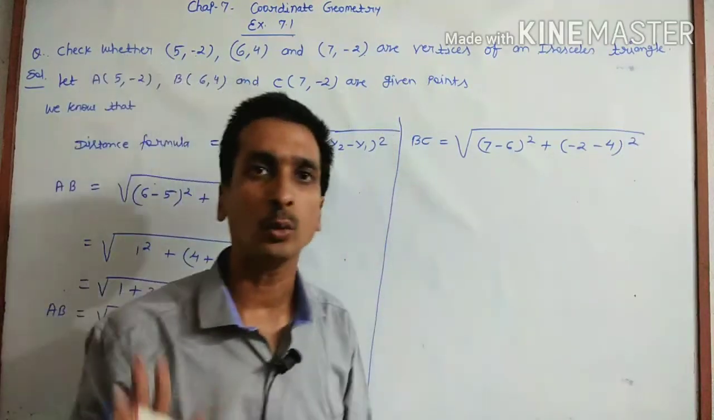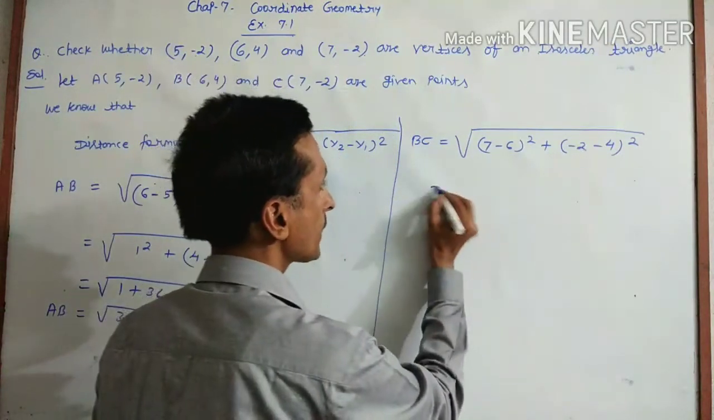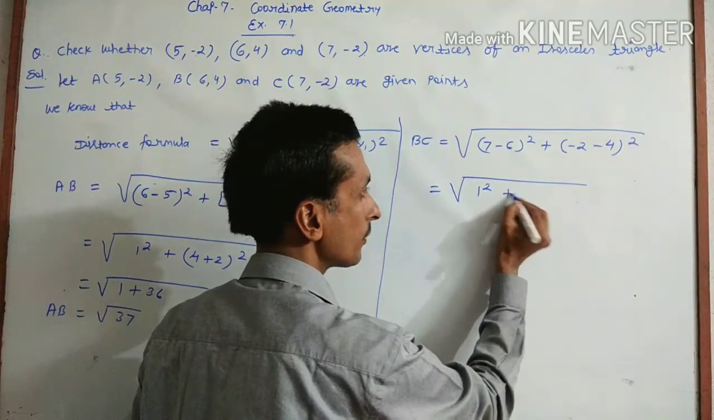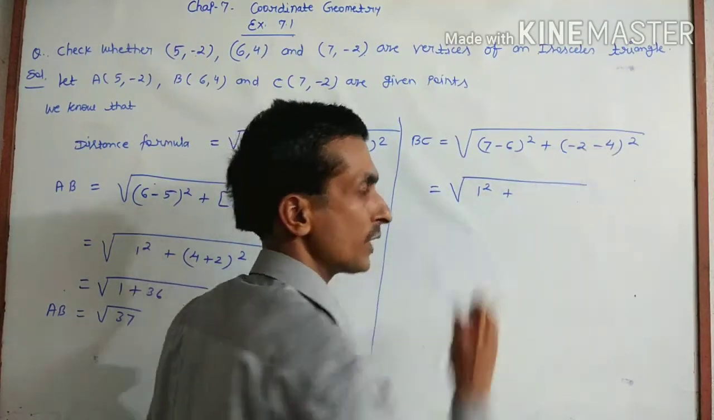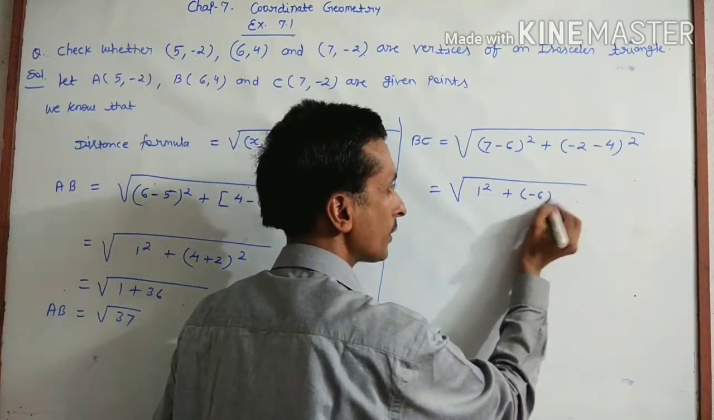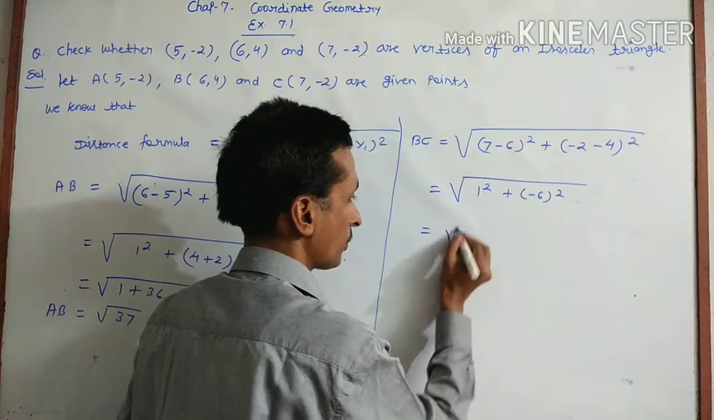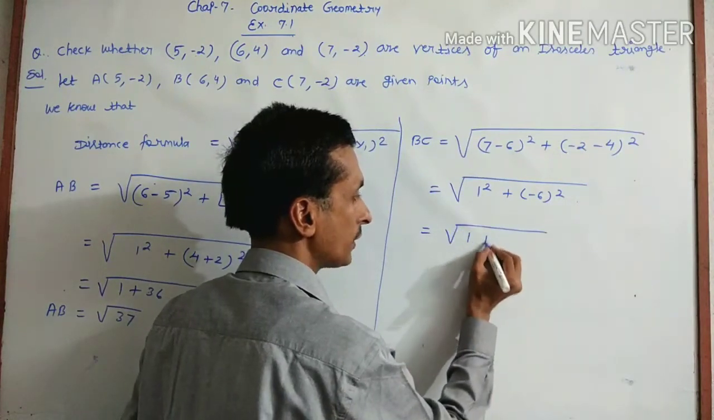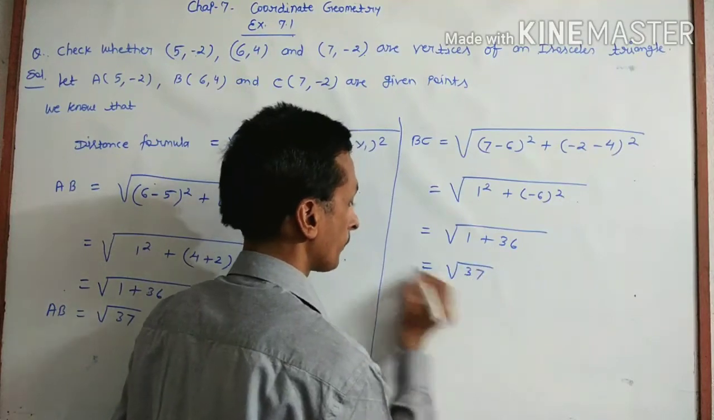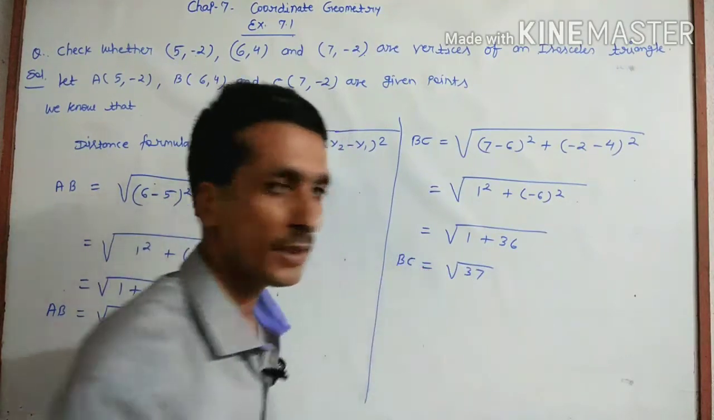After putting the value, you have to solve this one. 7 minus 6 is 1 square and plus 4 plus 2 is 6, and both numbers negative, so you can write minus 6 whole square. Solving, you will get 1, 6 is 36, and that means it is under root 37. Value of BC is root 37.